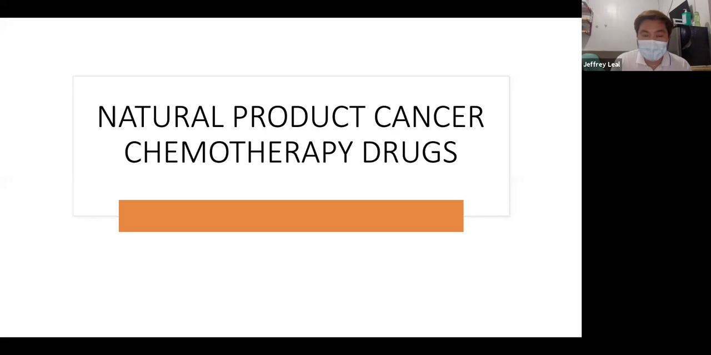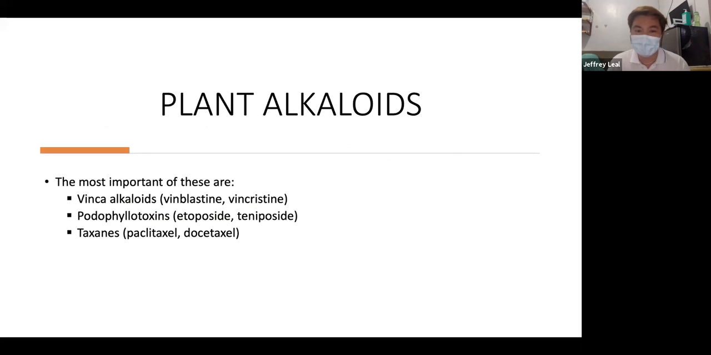Okay. Now let's go to the natural product cancer chemotherapy drugs. These drugs are derived from plants, right? And the most important of these are the vinca alkaloids, which include vinblastine and vincristine, the podophyllotoxins, etoposide and teniposide, and we have also the taxanes. You have paclitaxel and docetaxel.